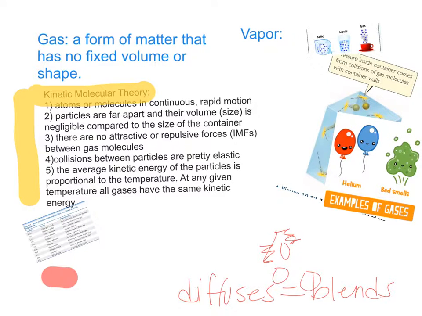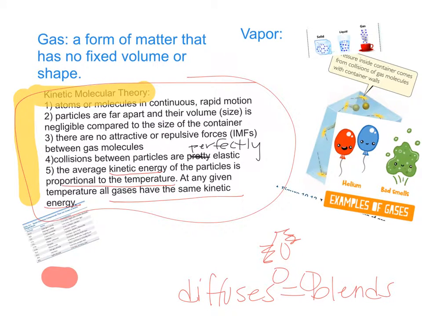This should say the collisions between the molecules are perfectly elastic, not pretty elastic. They are perfectly elastic, which means they don't lose any energy when they hit each other. And finally, the average kinetic energy of the particles is proportional to the temperature of the gas. So at any given temperature, all gases have the same kinetic energy. Temperature is a measure of the energy of motion of the molecules. You have these 5 things in your notes that I gave you.